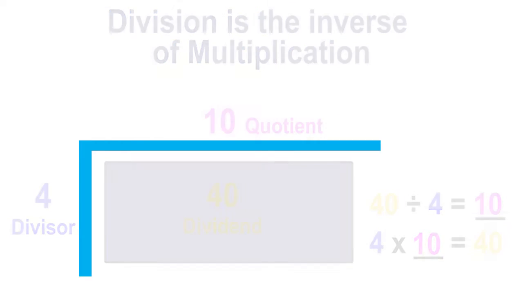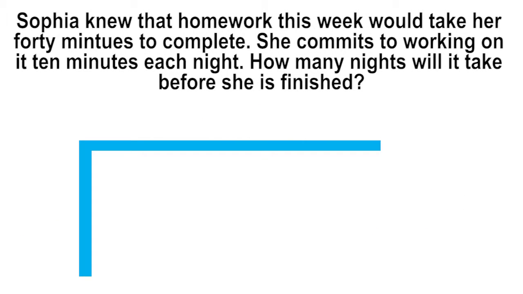Now let's try a different problem. Sophia knew that homework this week would take her 40 minutes to complete. She commits to working on it 10 minutes each night. How many nights will it take before she is finished?